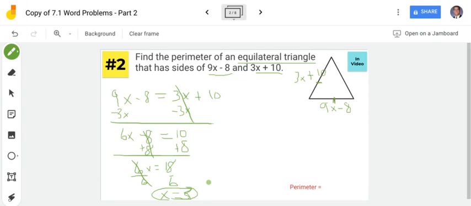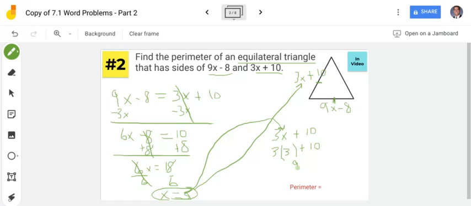Now, that's what x is, but I want to know the perimeter. So I need to know the distance all the way around the triangle. And so what I have to do is take x and plug it in to one of the expressions. So let me plug it into 3x plus 10. I could do the same thing for 9x minus 8, but I'm just going to do this one for now. So if I take this 3 and plug it in right there, I'm going to have 3 times 3, because of course that's what 3x means. 3 times 3 plus 10. I know 3 times 3 is 9, and 9 plus 10 is 19.